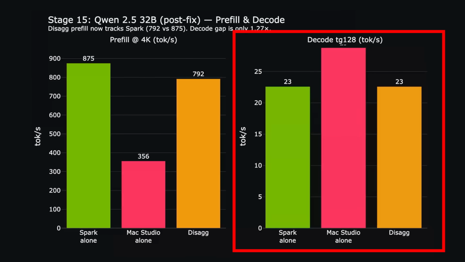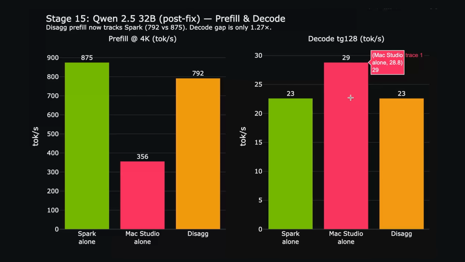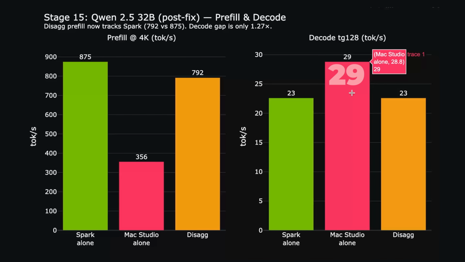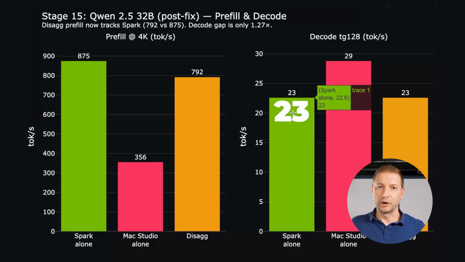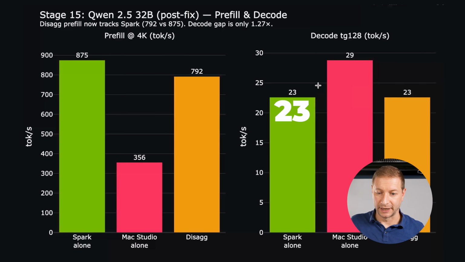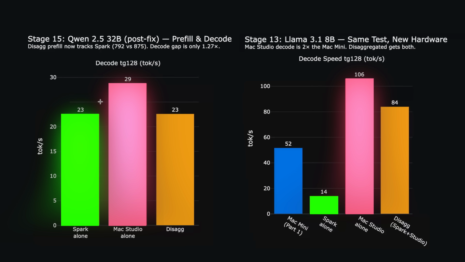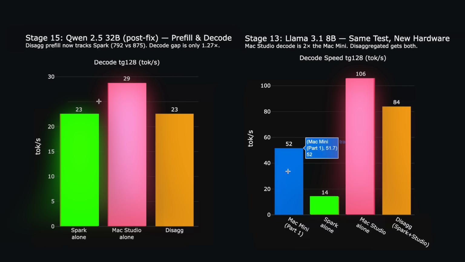Then on the decode side of the story, Mac Studio of course kicks butt here at 29, Spark 23, so only a 1.3 times gap at this size, and that's down from the 8 times gap we saw with the 8 billion parameter model. Now hold on to that. The next model tells the same story.